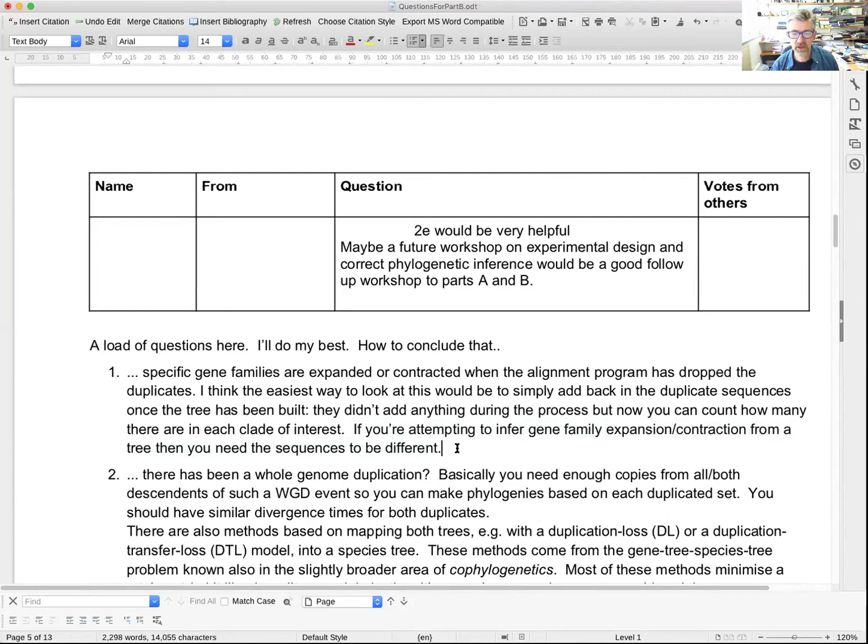There's a lot of information in the literature about this issue, in particular of gene tree versus species tree, and inferring species trees from gene trees is difficult but doable.